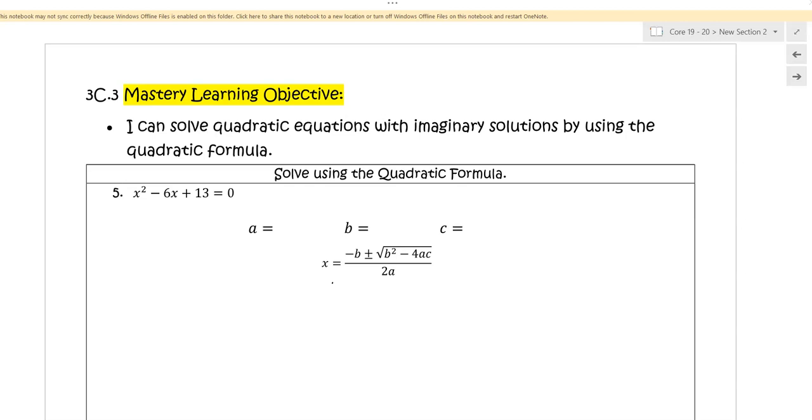All right, we are looking at 3C.3. I can solve quadratic equations with imaginary solutions by using the quadratic formula. So we're doing the same thing, but now our solutions are going to be imaginary. And remember, imaginary solutions have that i. Okay?